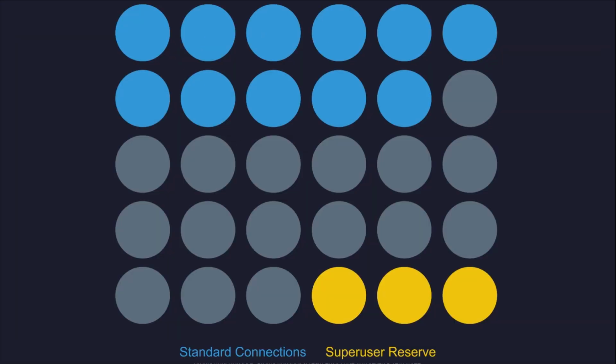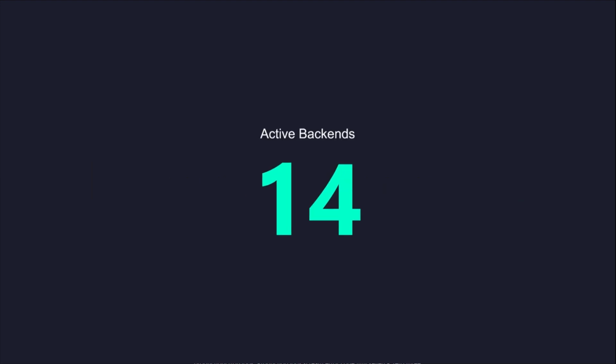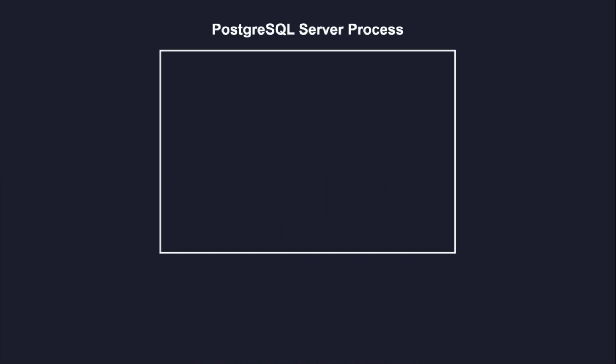PostgreSQL reserves 3 slots by default for superusers. This allows administrators to log in and kill rogue processes even when the limit is reached. Run a query against the pg_stat_activity view. Count the total number of entries to see how many backends are currently consuming slots.